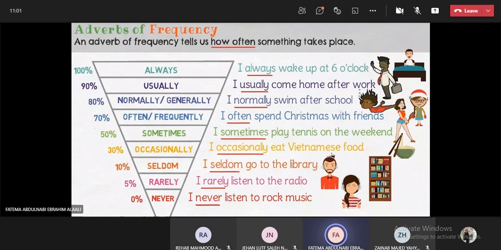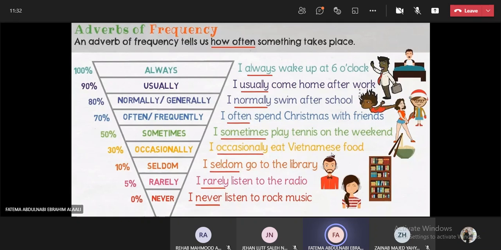We'll start with Unit 1. And first of all, we will start with adverbs of frequency. Okay, so what is an adverb of frequency? An adverb of frequency tells us how often something takes place. Okay, these are the most common adverbs of frequency: always, usually, normally, generally, often, sometimes, occasionally, seldom, rarely, never.